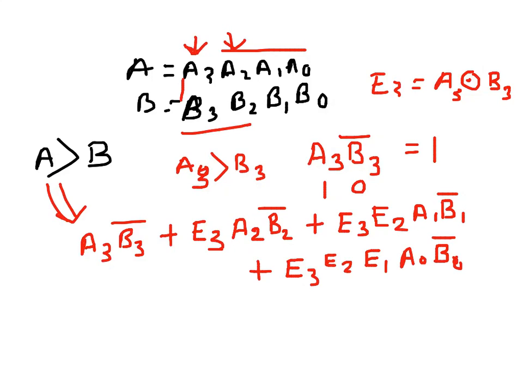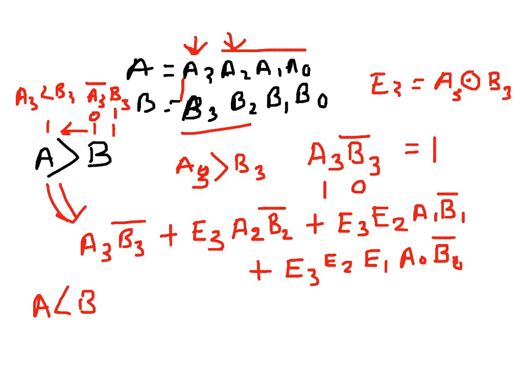Similarly, for A less than B it will be just the opposite. I won't make another separate video for this one, I will just do it here quickly. So for A less than B, if A3 is less than B3, that means A3 is a 0 and B3 is a 1. Just the opposite. If A3 is a 0, this becomes a 1 and B3 is staying 1, so AND is giving 1.